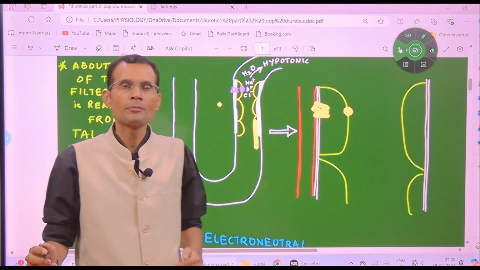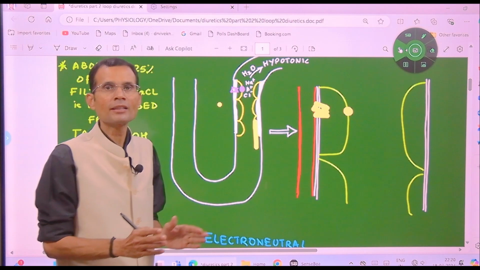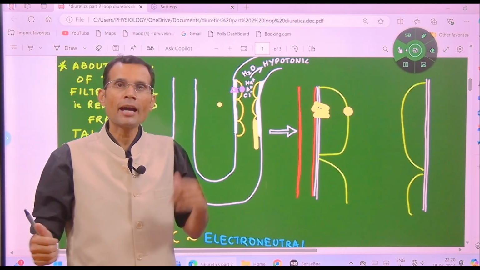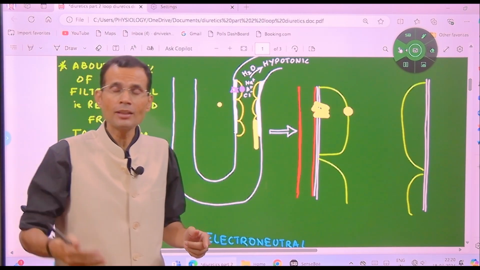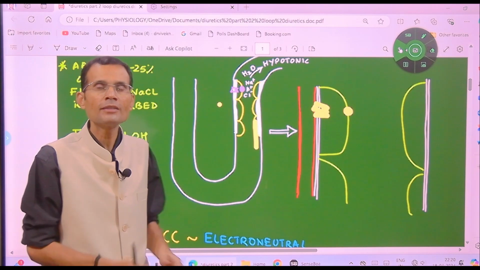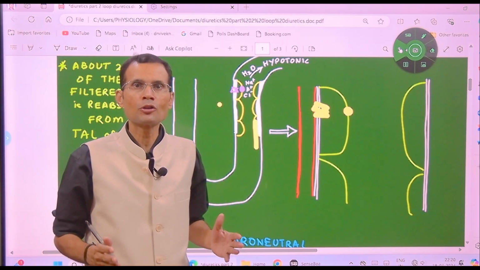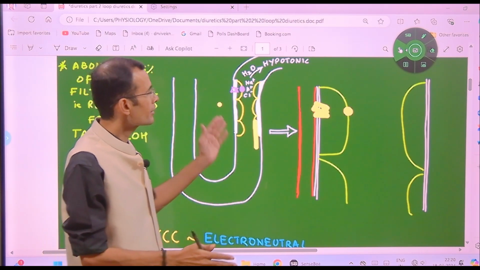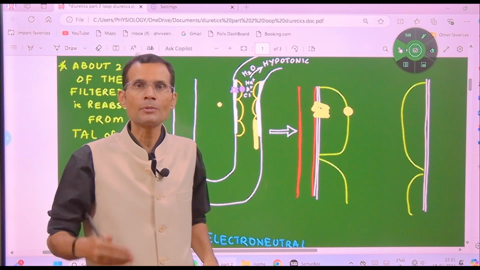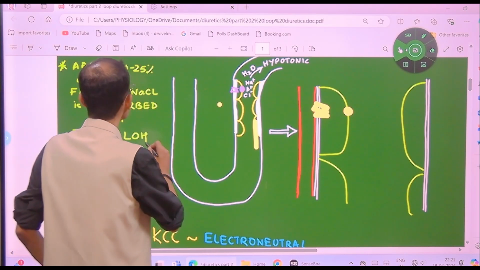So my point is, the greater the sodium reabsorptive capacity of a segment, the greater will be the efficacy of a diuretic acting on that segment, isn't it? It will be preventing a greater amount of sodium chloride reabsorption. That means the loss of water will be that much greater, and the diuretic action will be that much higher. So that's the basic point.